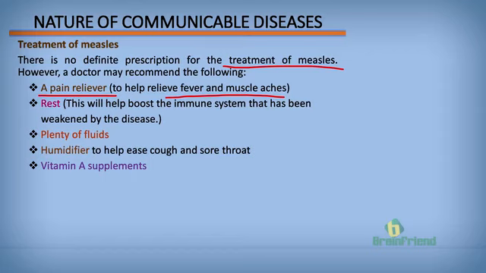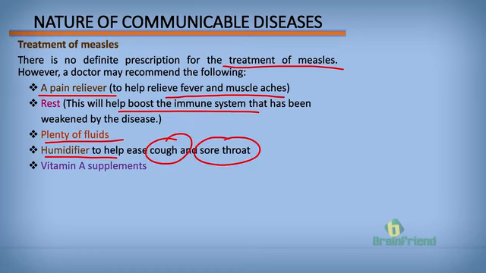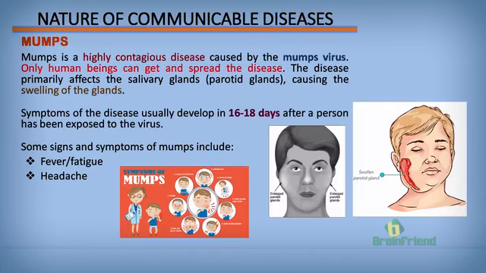Then a person will also need rest. Rest will help boost the immune system that has been weakened by the disease. Then the person will also need plenty of fluids, needs to drink plenty of water. Then a humidifier to help ease cough and sore throat. And then the person will also need vitamin A supplements. When an infected person follows this kind of treatment plan, he or she is likely to recover from the disease.